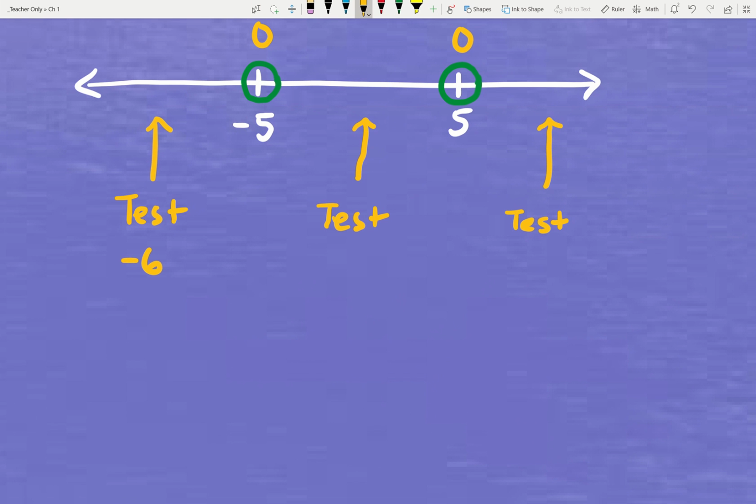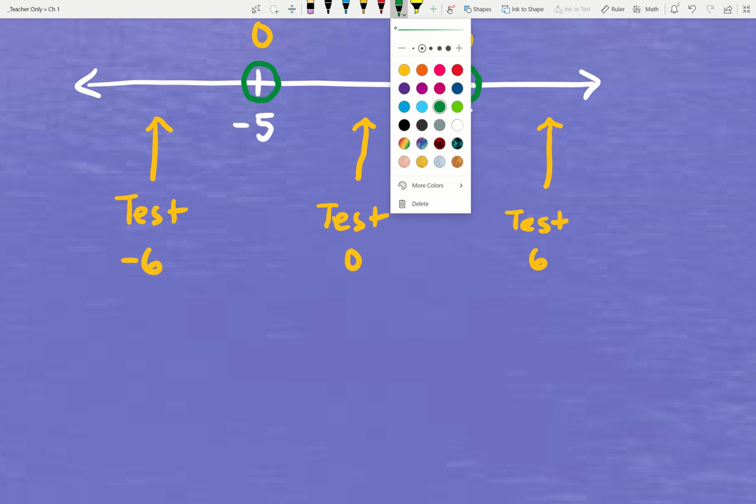If you were to pick something in between -5 and 5, I would highly recommend that you pick 0, because when you plug 0 into polynomials, you get nice and easy results. And then on the right side of +5, you might want to pick something like +6. You can pick whatever you want, okay? But we're going to pick these test inputs, and then we're going to plug them into our function, or our polynomial here, I should say.